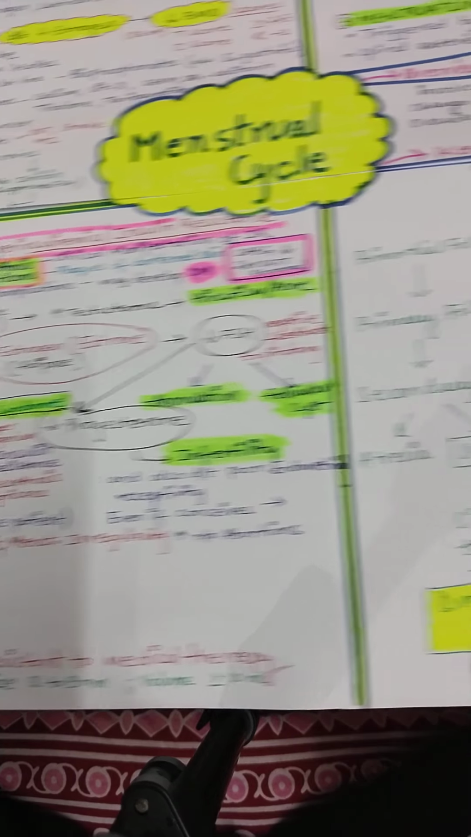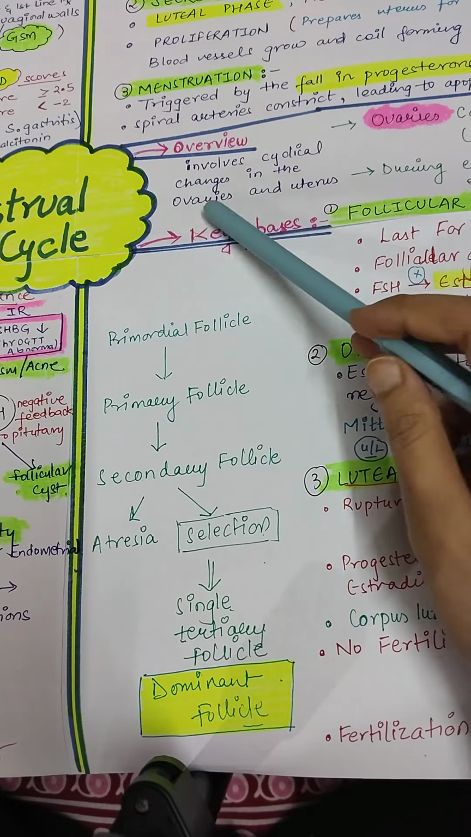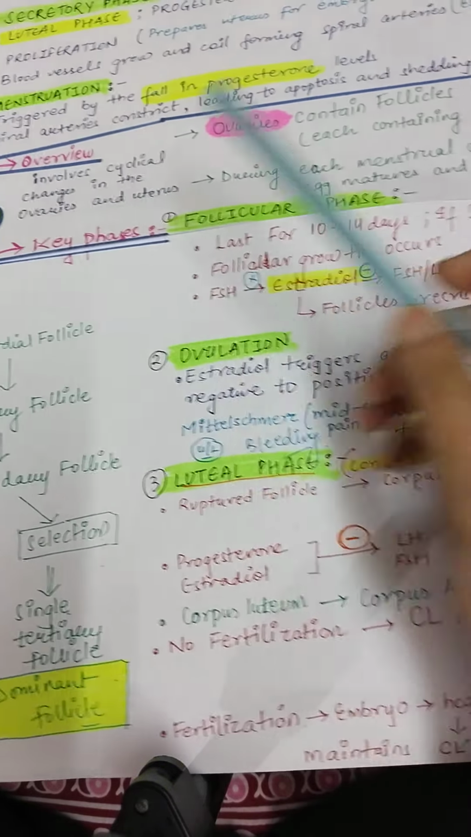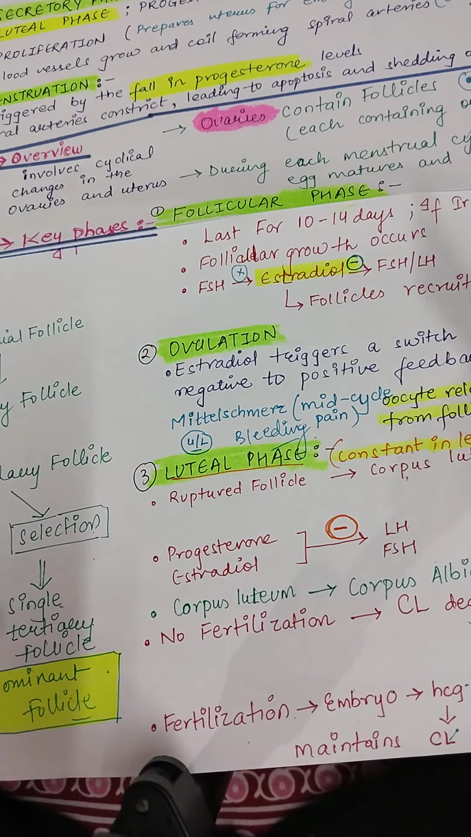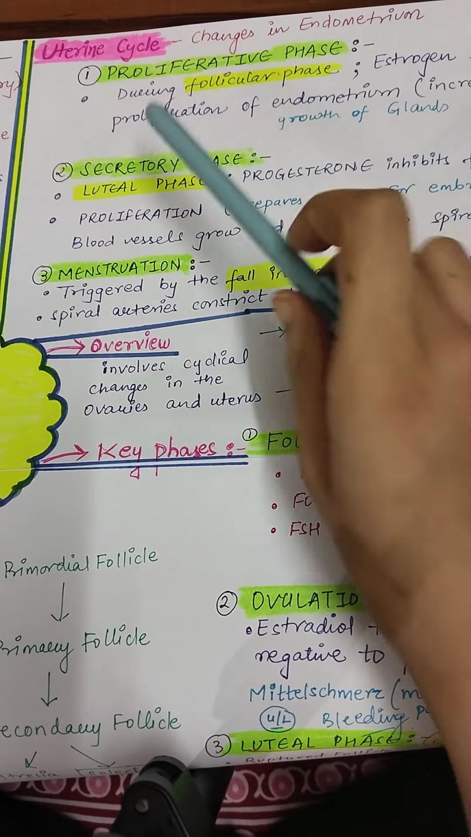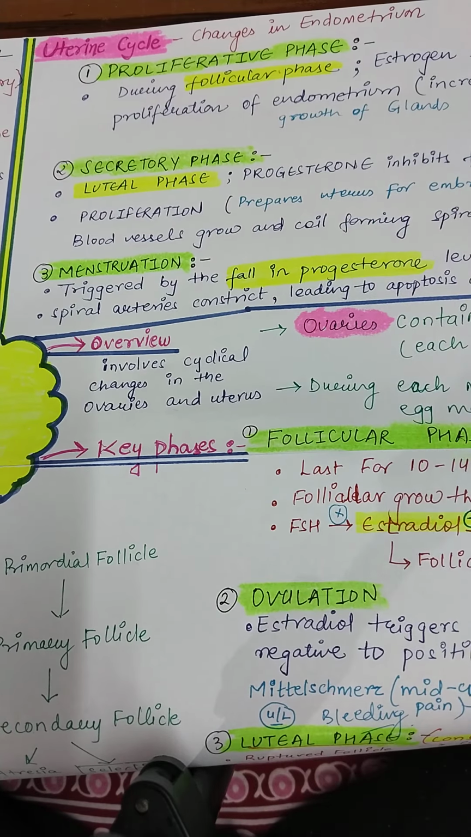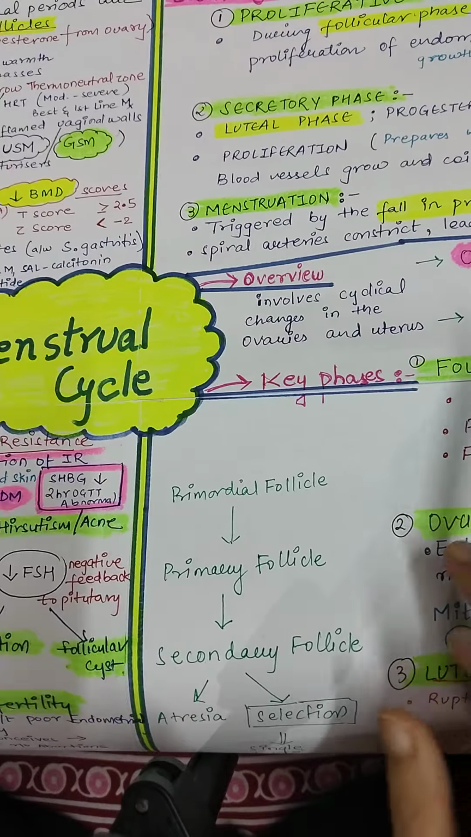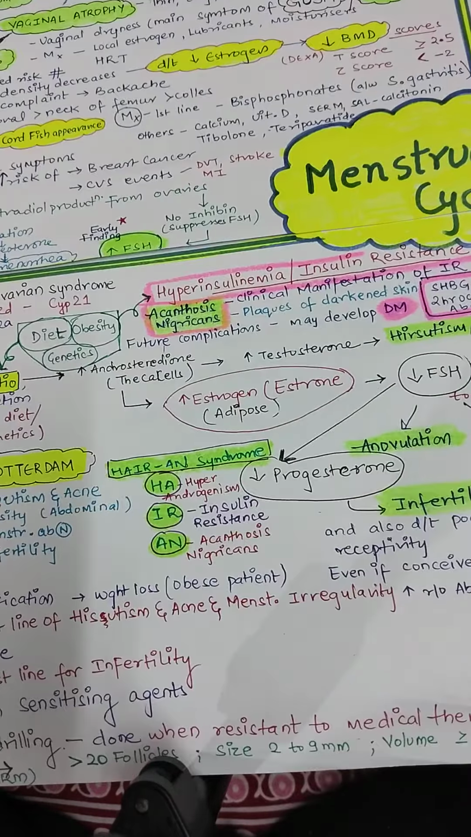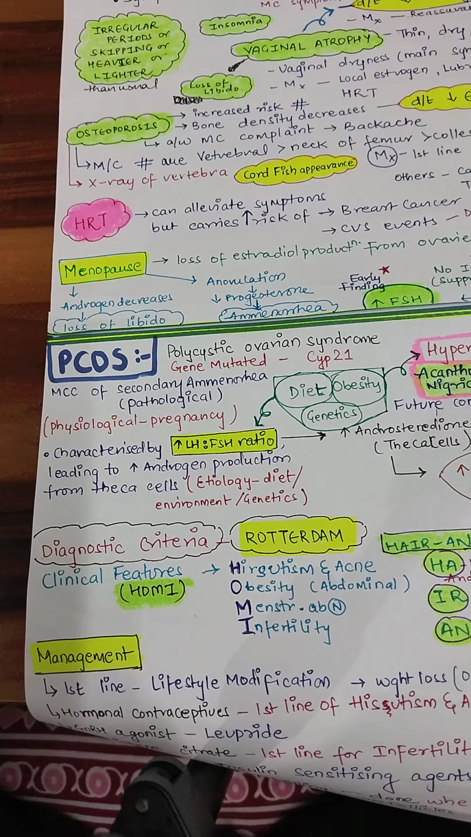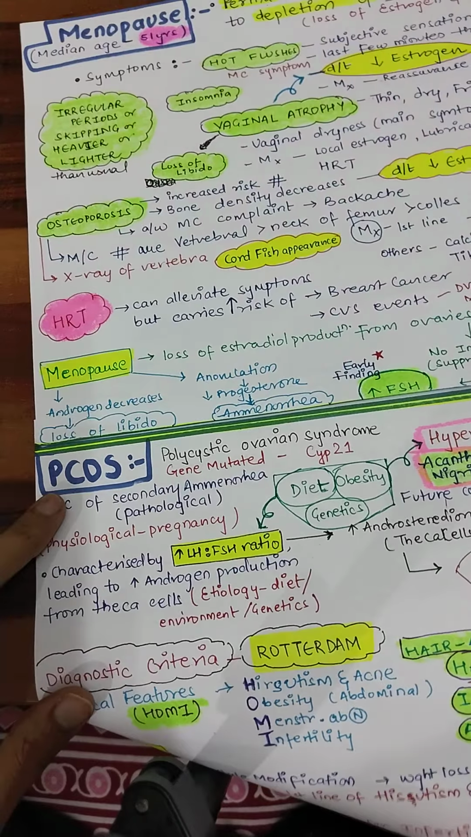In the first session, we discussed the menstrual cycle overview, key phases, that is the follicular phase, ovulation, luteal phase, and the uterine cycle: proliferative phase, secretory phase, and menstruation. Now, in this video, we'll discuss PCOS and menopause.